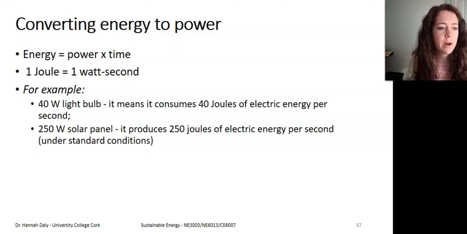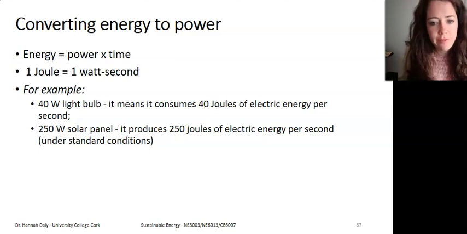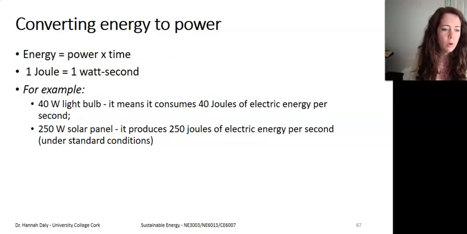So converting energy to power, energy is power multiplied by time. So 1 joule equals 1 watt second. You'll be familiar with different light bulbs. Typically now they're more like 5 watts in LED lights, but older light bulbs could be, for example, 40 watts, 100 watts. And that means it's consuming 40 joules of electric energy per second. That is what a 40 watt light bulb consumes. Or when it comes to solar, a 250 watt solar panel produces 250 joules of electric energy per second.